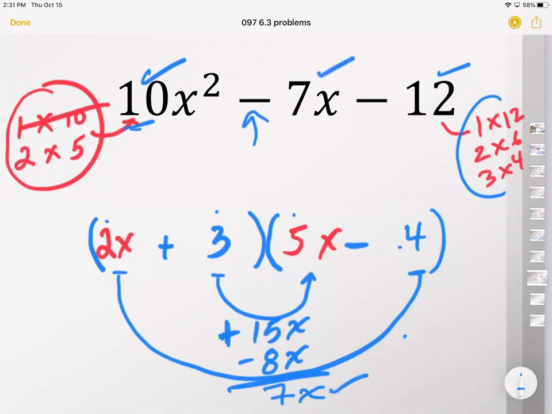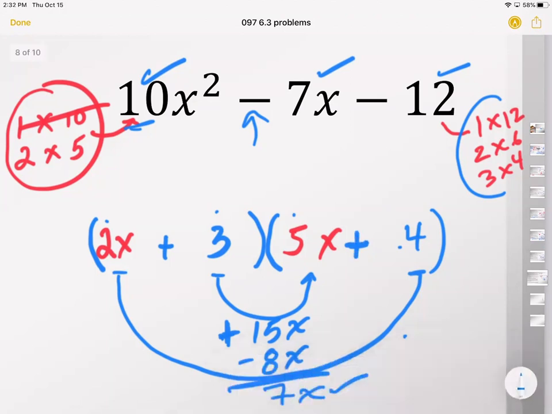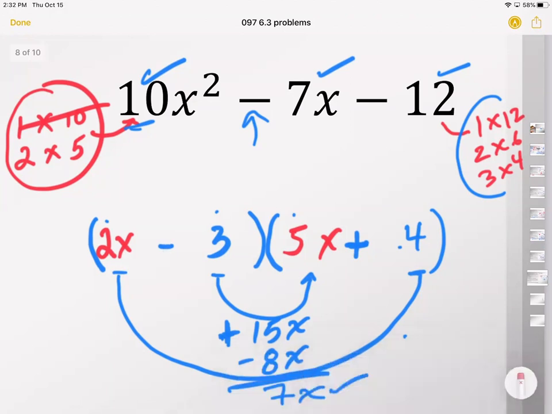And if I'm looking for a -7, I got the number. How can I change the sign? Well, to change the sign, all you need to do is switch this item to be positive and switch this item to be negative.